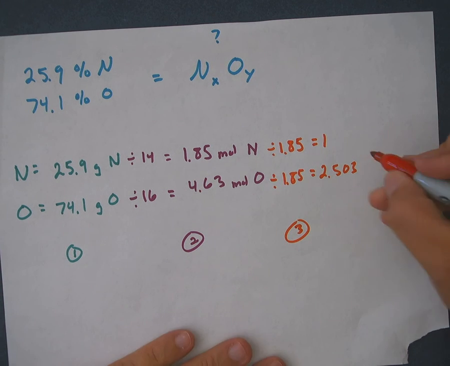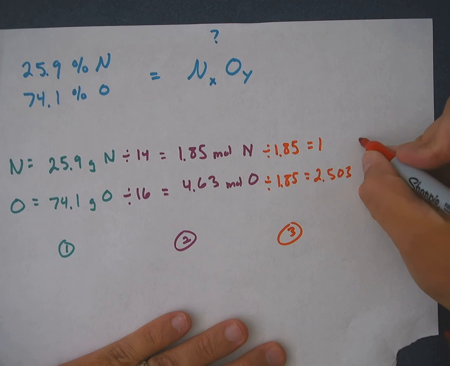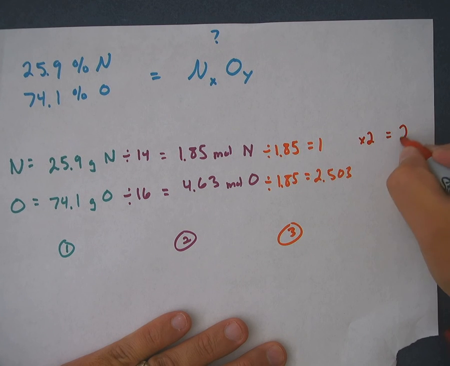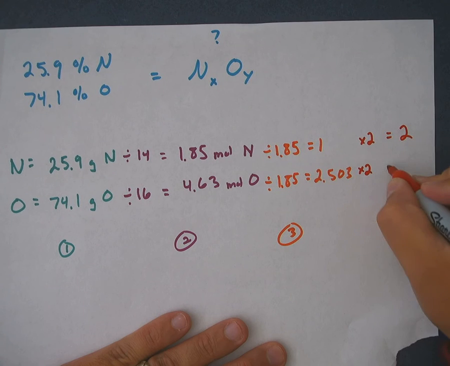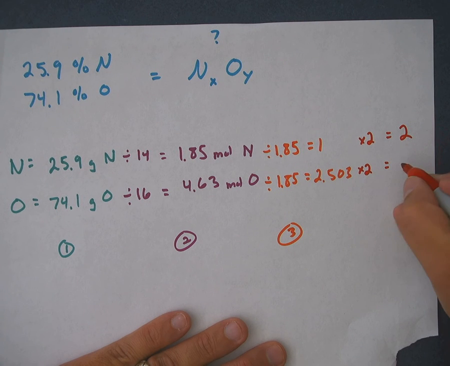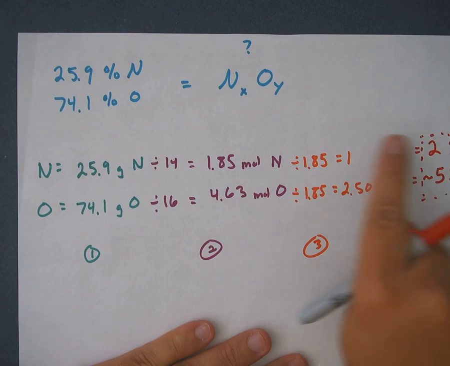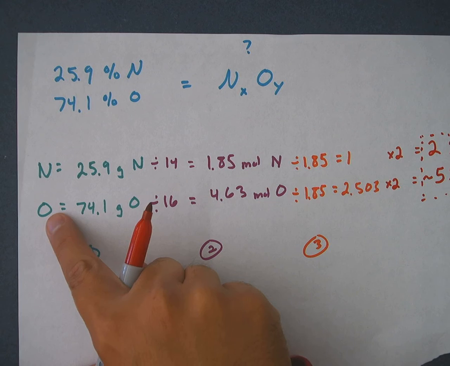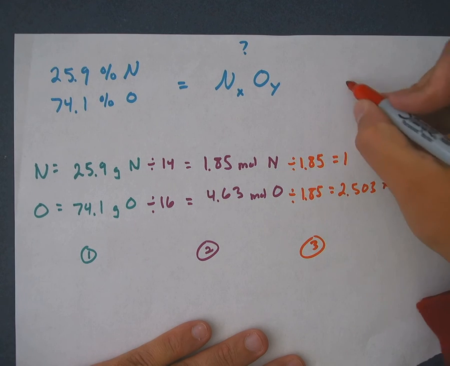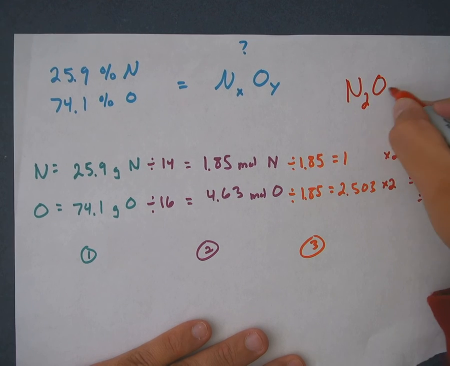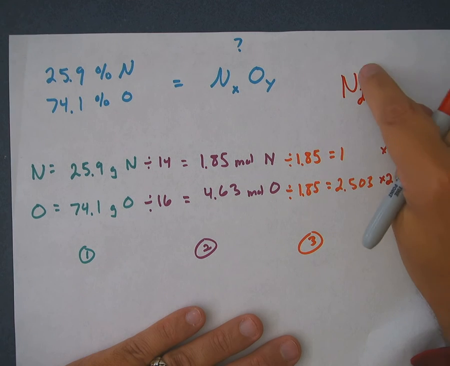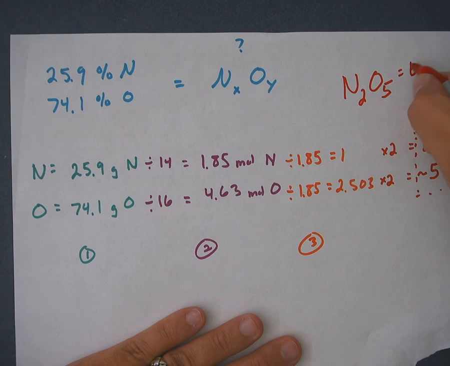I can just see it. If you need to do guess and check, you can. If I double 1, I get 2. And if I double 2.503, I essentially get a number that's really, really close to 5. This has been the whole point. We now have, for nitrogen, a 2. And for oxygen, a 5. Our final answer, N2O5. This is the empirical formula.